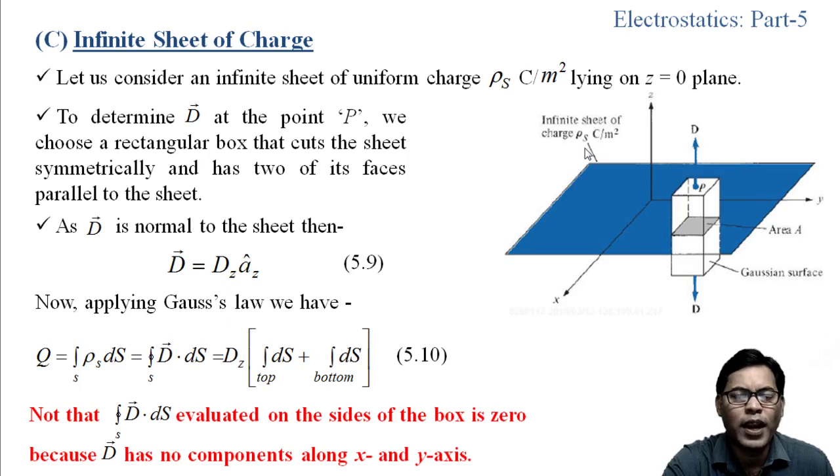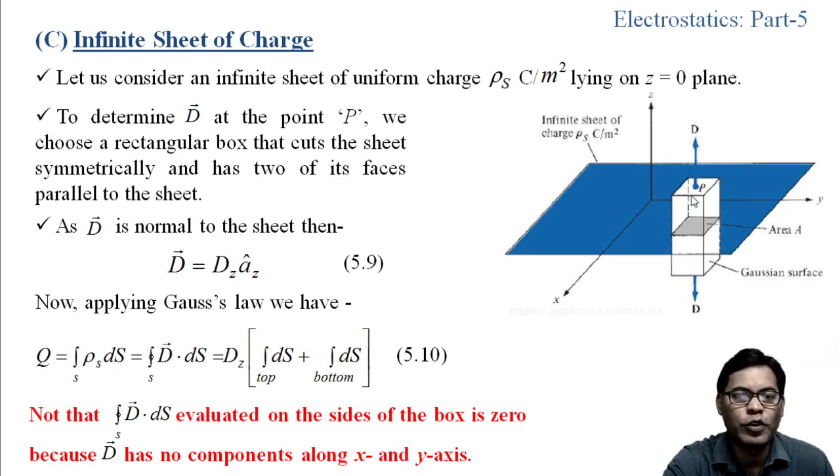Now to determine the flux density D at the point P here, first we need to draw again the Gaussian surface. Here we have considered the rectangular box that cuts the sheet symmetrically and has two of its faces parallel to the sheet. So this one is the Gaussian surface we have considered. Again we need to find out the flux density D. So D is the vector quantity.